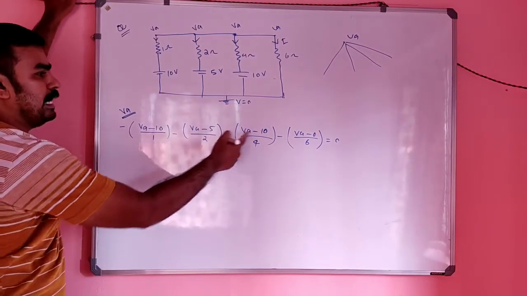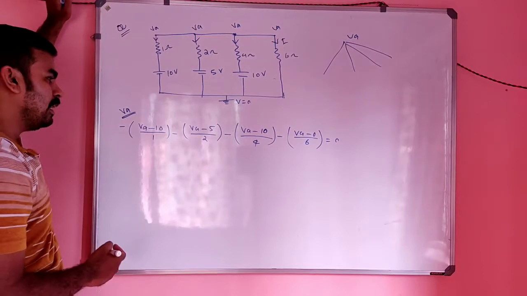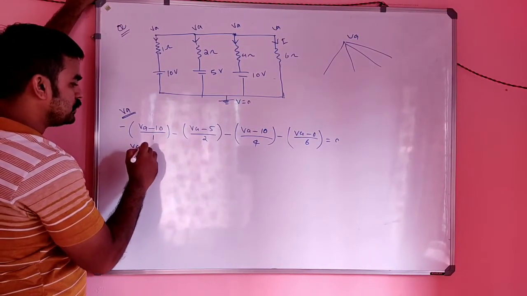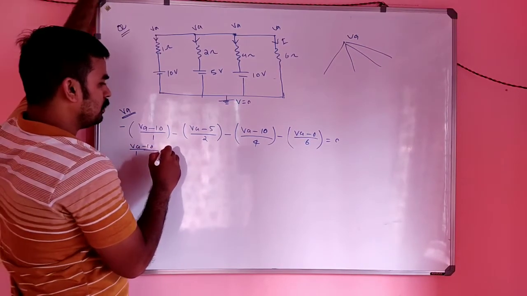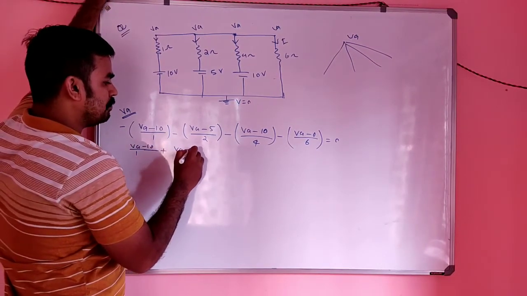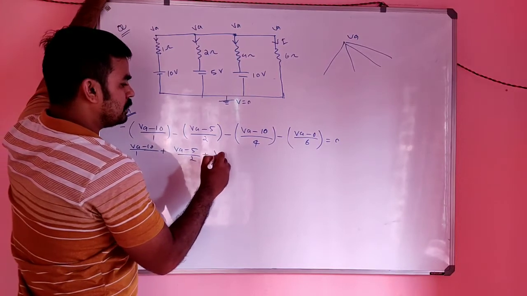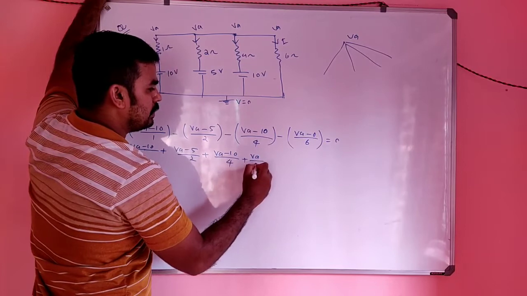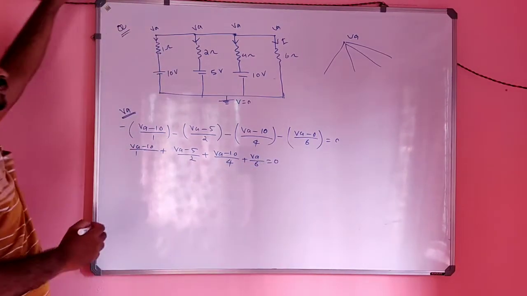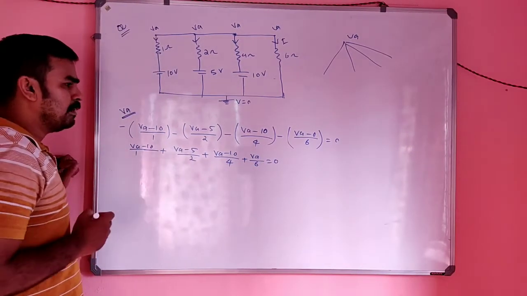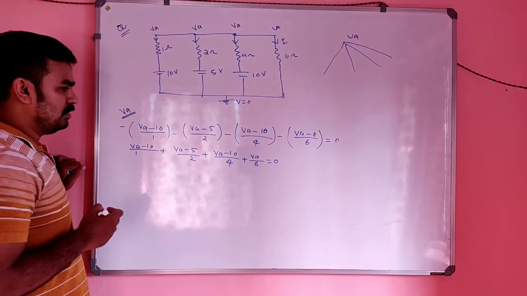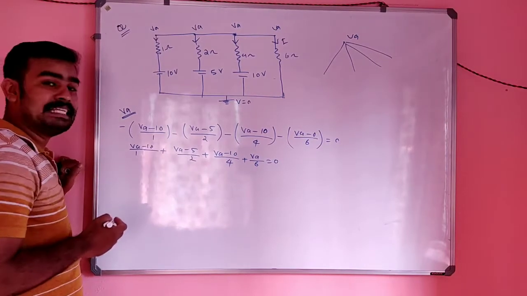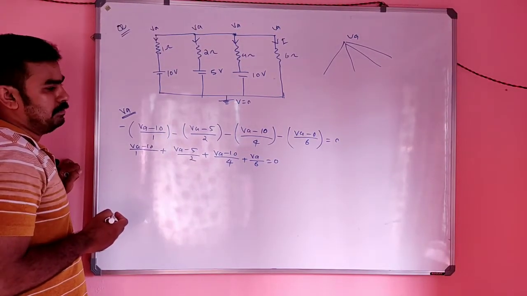So the common factor can be taken outside, and it will become simply VA minus 10 divided by 1 plus VA minus 5 divided by 2 plus VA minus 10 divided by 4 plus VA by 6 equal to 0, right? Is it clear? And how can it be solved? There will be some common factor you should multiply with, then it will be very easy.